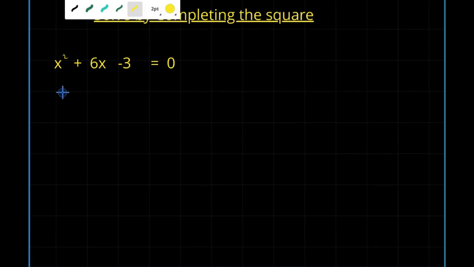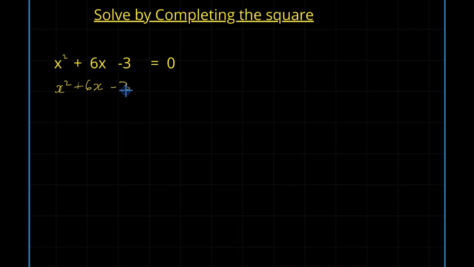Okay, so here's another one. Let's complete the square again. So x squared plus 6x minus 3, well, it equals x plus 3 all squared. Then we need to minus 12, because 9 minus 12 is minus 3.